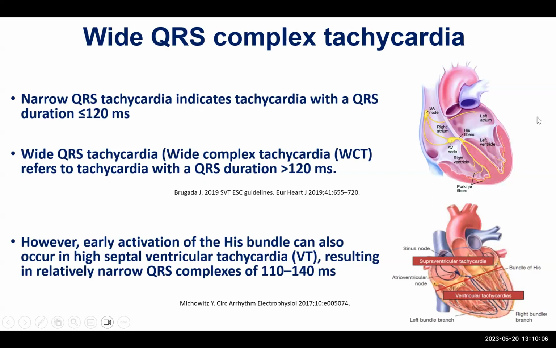In wide QRS complex tachycardia, it originates below the level of the bundle of His. Activation is abnormal, so the QRS complex duration is more than 120 milliseconds. There are exceptions, of course. High septal ventricular tachycardia is close to the conduction system, so relatively the QRS complex is narrow and can be between 110 to 140 milliseconds.